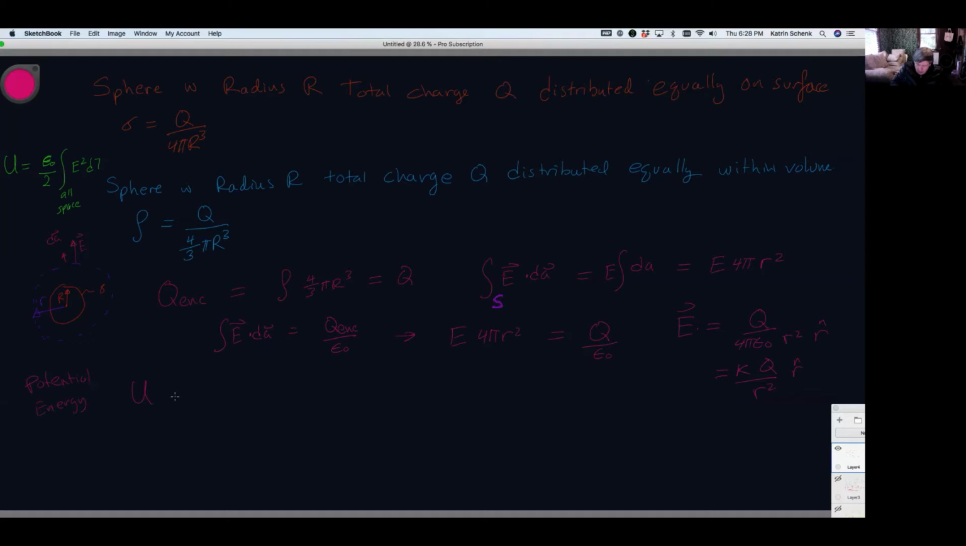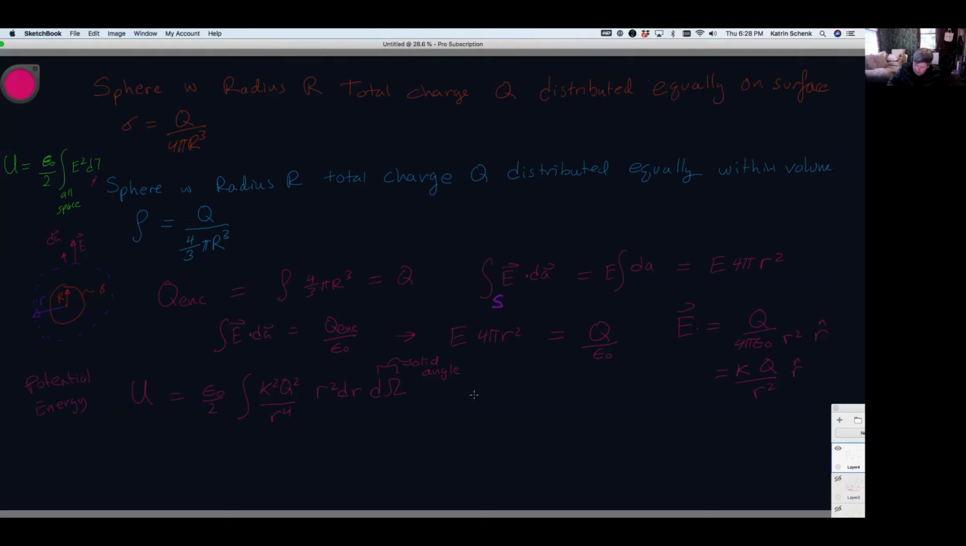We have U is equal to epsilon naught over 2 times the integral of E squared. And E squared here is k squared q squared over r to the 4th, and then d tau. Here's a d tau right here, and we know in spherical coordinates that's r squared dr times d omega. Remember, this is the solid angle, and it's just shorthand for sine theta d theta d phi.